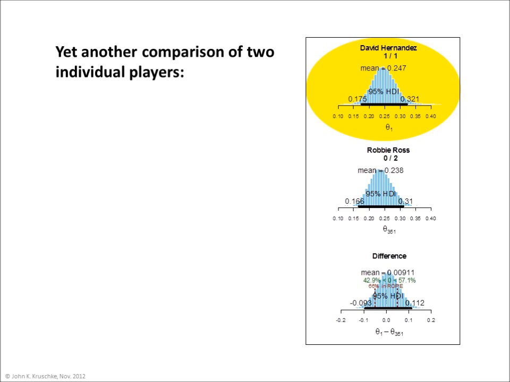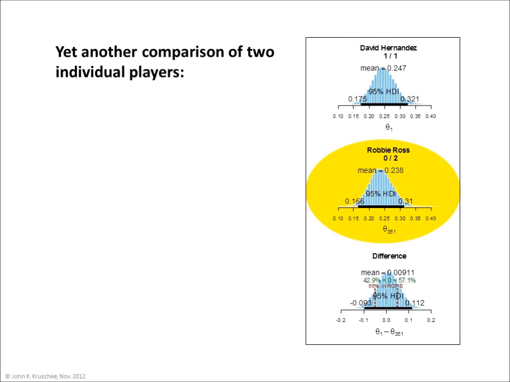Here are two players with very few opportunities at bat. David Hernandez had 1 hit in 1 at-bat. Even though he had a batting average of 100% in this sample, the Bayesian estimate of his probability of getting a hit is broadly spread around 0.247, nowhere near 100%. This is because the group information overwhelms the tiny amount of data from this player.